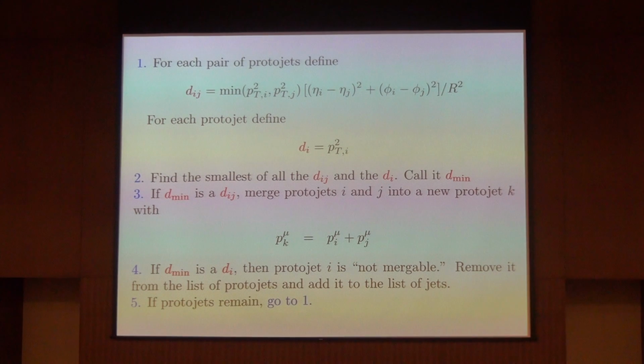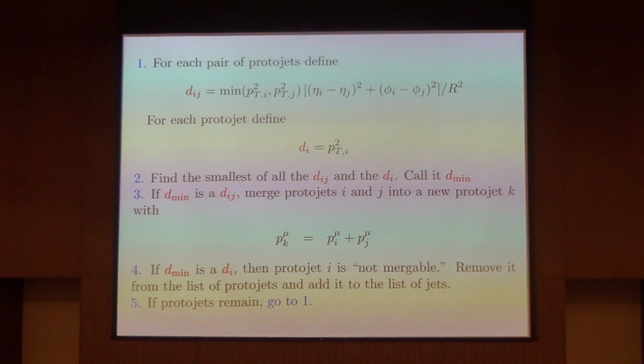Okay, so now what I'm going to do is I look through all my distances, d_ij and d_i, and I find the smallest one and call that d_min. If the d_min is one of the d_ij's, then I merge protojets i and j into a new protojet, which we may call k. There's different ways to do it, but I can just say p_k, the four-momentum, is p_i plus p_j.